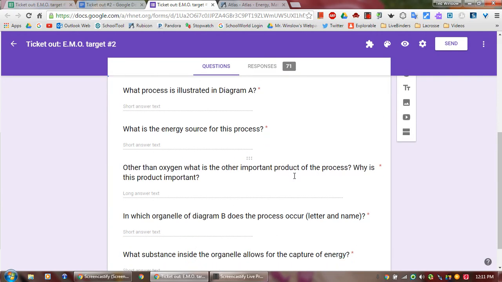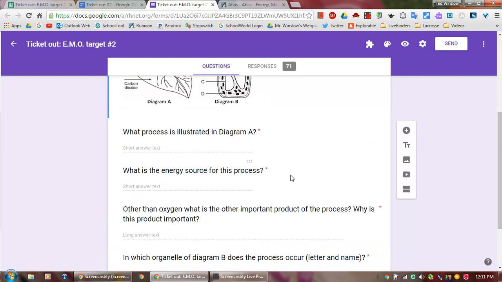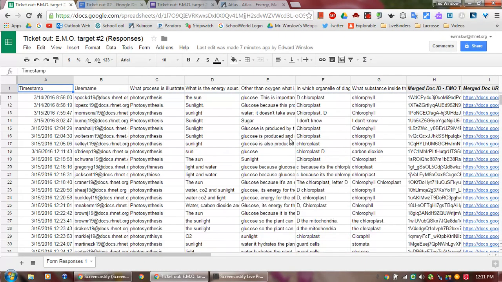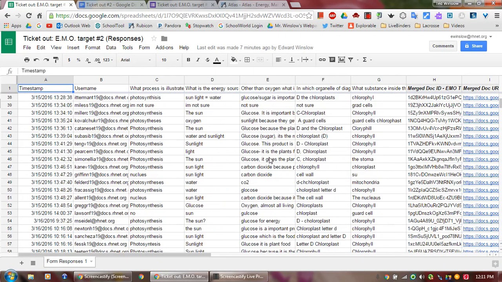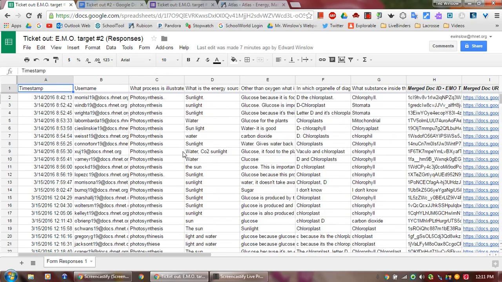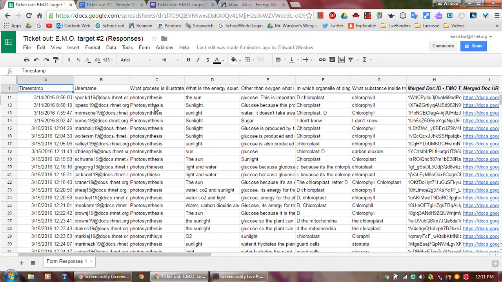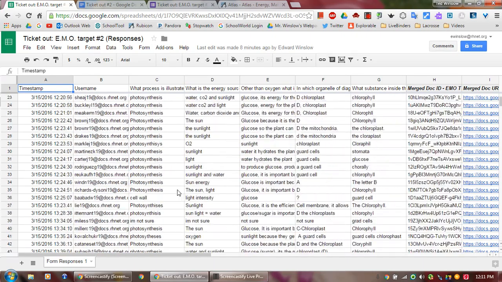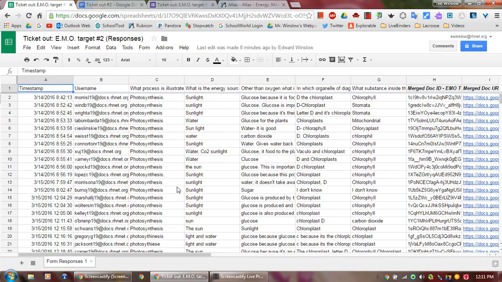And the information recorded from the form obviously went into a Google Sheet, which allowed me to go through and check all of that information, which was very helpful because I can see at a quick glance how well they're understanding the concepts. So we can see right off the bat, pretty much all of them recognize photosynthesis, except for a small handful. And that information informs me pretty quickly of what's going on.